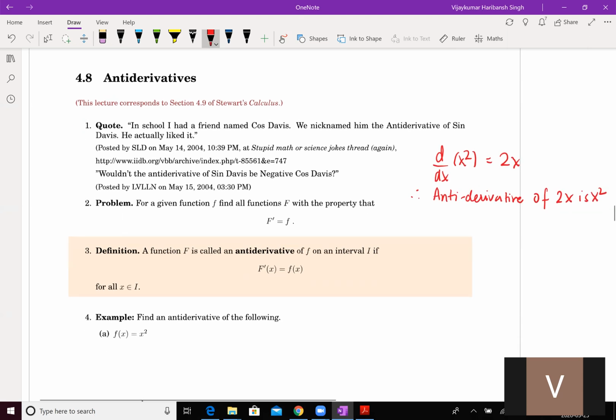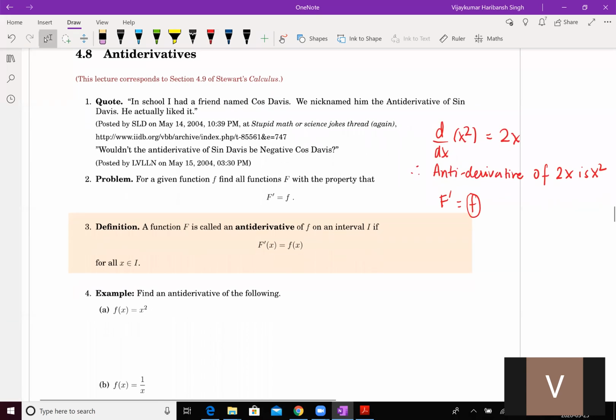So how do I define it properly? If the derivative of big function F is my small function f of x, then the antiderivative of this small function f of x is this big F. So this is what the antiderivative concept is. Now for a given f, find all F, capital F, such that F prime equals f. So this is the idea behind the antiderivative.